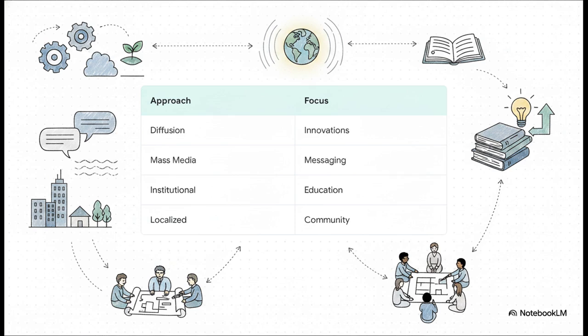For instance, the diffusion approach carefully introduces tech innovations based on what the community actually needs, while the mass media approach balances rural and urban messaging. The institutional approach prioritizes broad education and literacy, and the integrated approach makes sure resources are distributed evenly. Finally, the localized approach goes a step further, ensuring that the local populations are actually the ones planning and creating the communication materials themselves. The big takeaway? Everything must adapt to the specific environment.